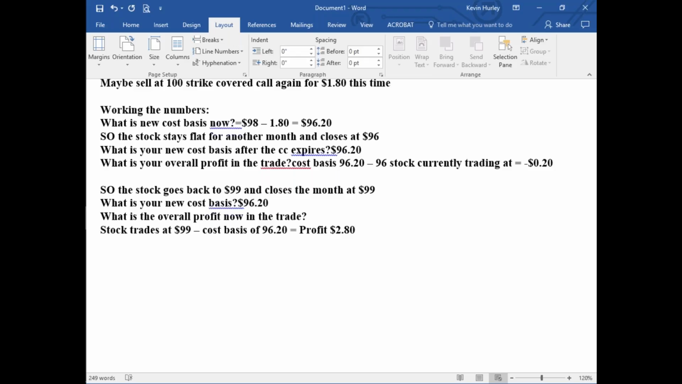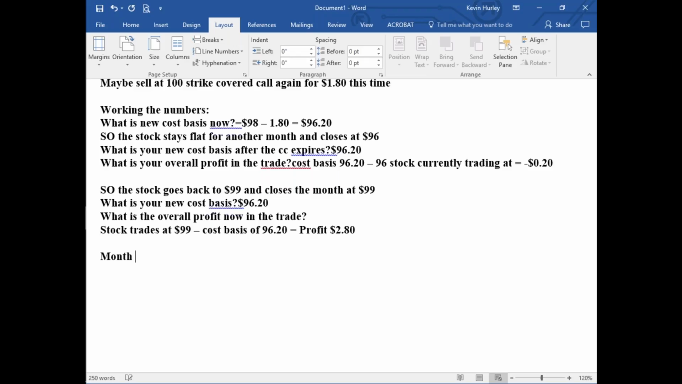Again, there's a difference between a paper loss and a booked loss. On paper, you could be down in your trade. But that's never a loss until you book it, till you close it out.